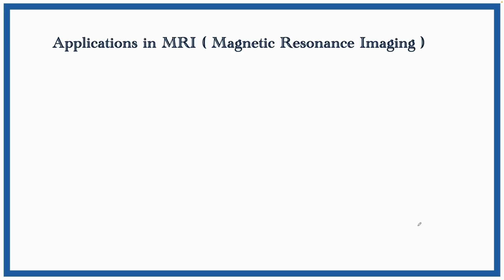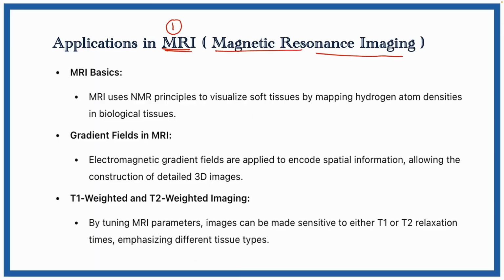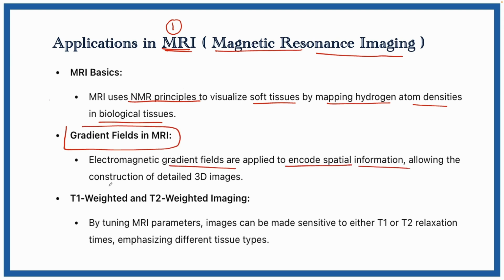Now we are going to look into the applications of NMR. One of the main applications is MRI, which is magnetic resonance imaging, used in medical science. MRI uses NMR principles to visualize soft tissues by mapping hydrogen atom densities in biological tissues. Gradient fields in MRI: electromagnetic gradient fields are applied to encode spatial information, allowing construction of detailed 3D images. So in MRI, we get 3D images of the tissues which are damaged or not functional, to detect what disease is present. This is basically used to study tumors and other ruptured tissues in the human body.